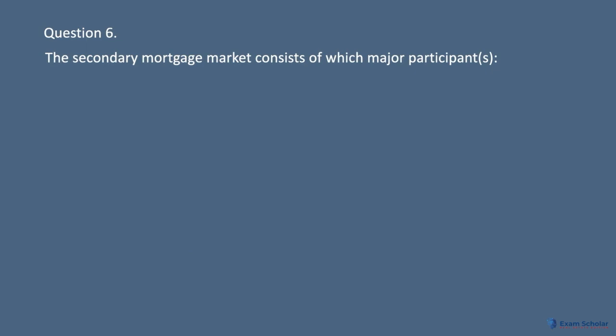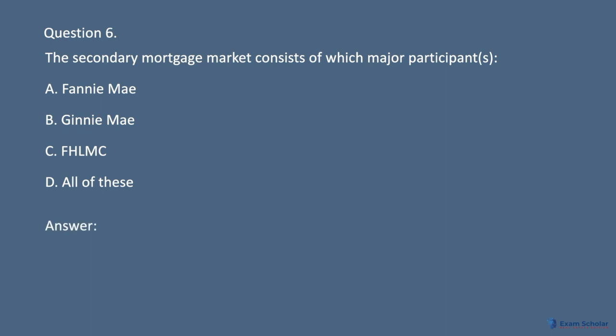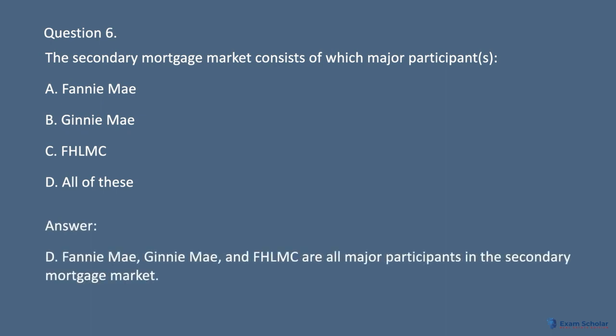Question 6. The secondary mortgage market consists of which major participants? A. Fannie Mae. B. Ginnie Mae. C. FHLMC. D. All of these. Answer: D. Fannie Mae, Ginnie Mae, and FHLMC are all major participants in the secondary mortgage market.